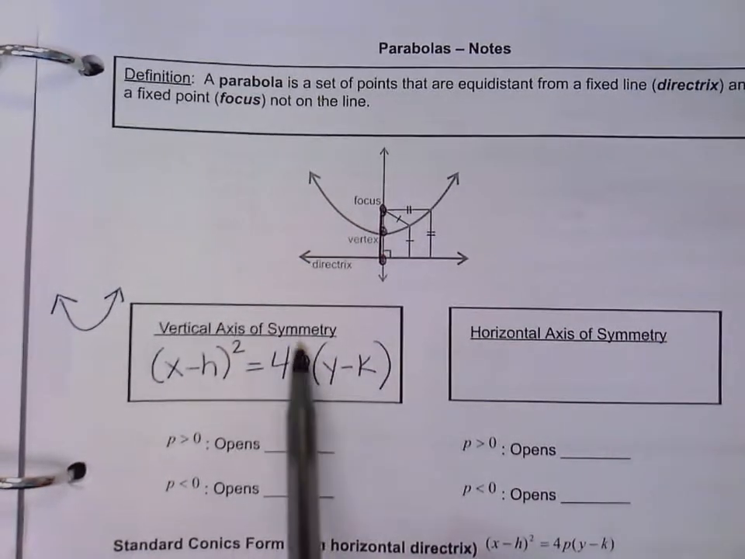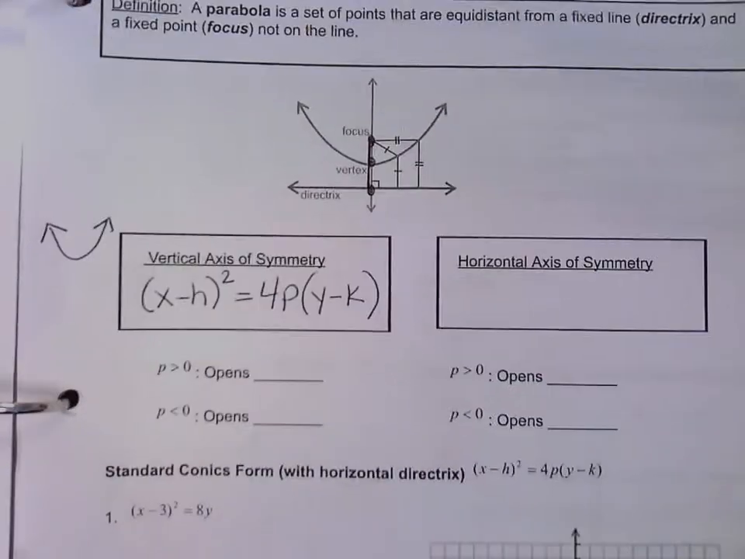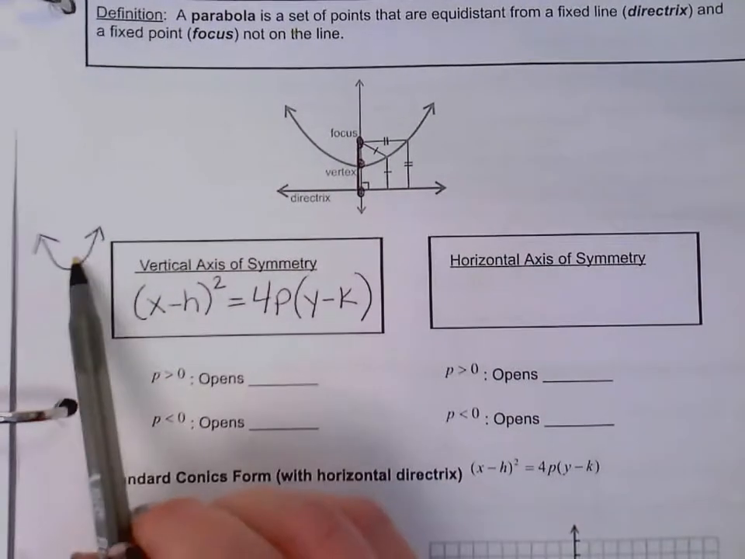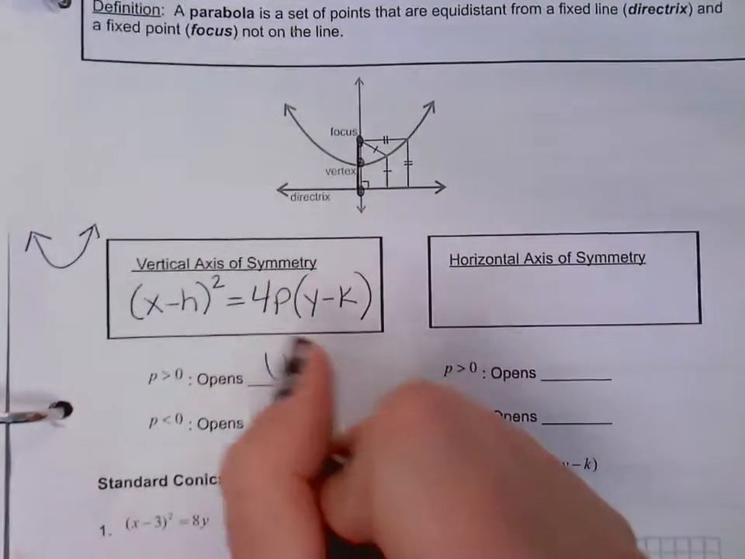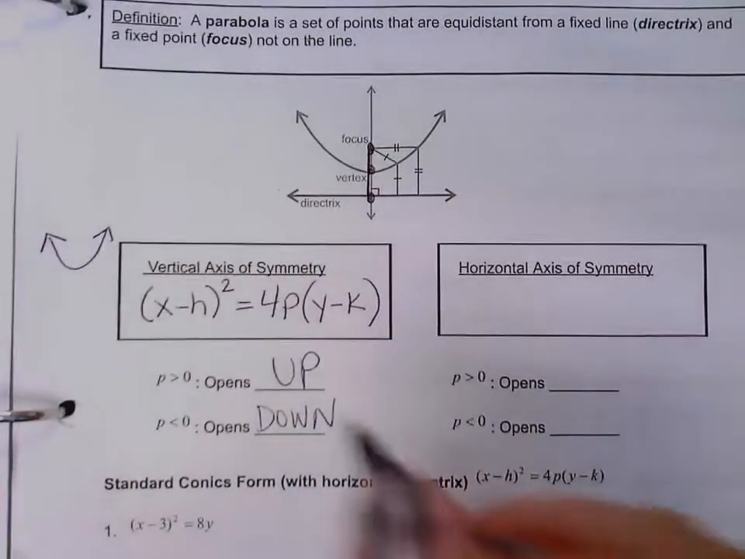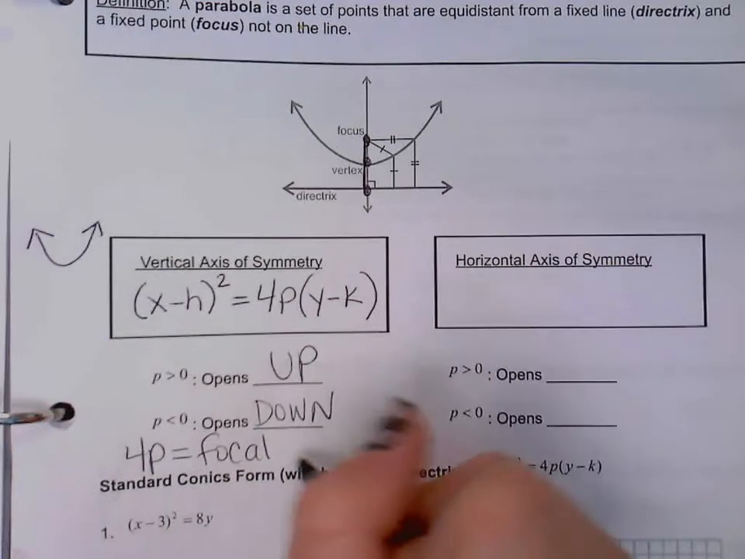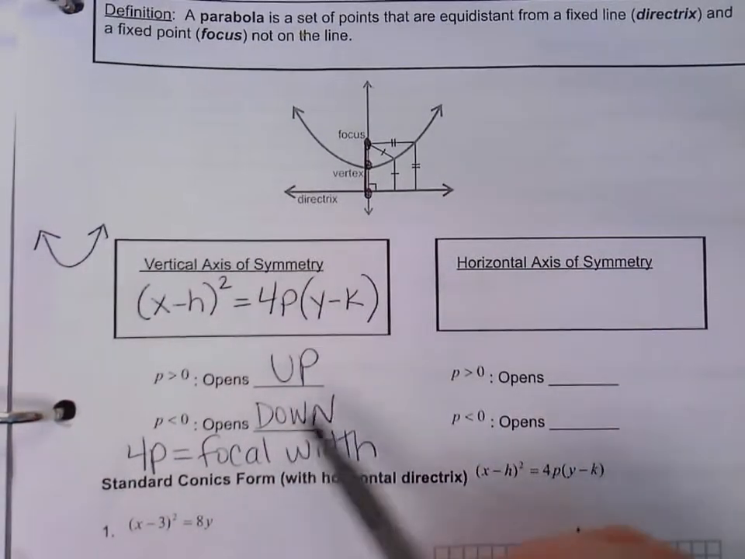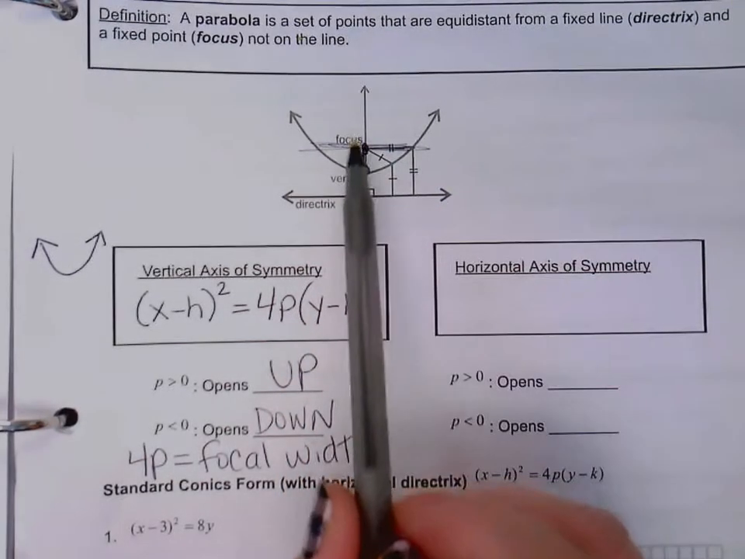And then the 4p value tells you 2 pieces of information. If p is positive, you have a concave up parabola. And if p is negative, you have a concave down parabola. And 4p is the focal width. And I'm going to show you what that means when we graph it. But the focal width of a parabola is this distance right here at the focus.